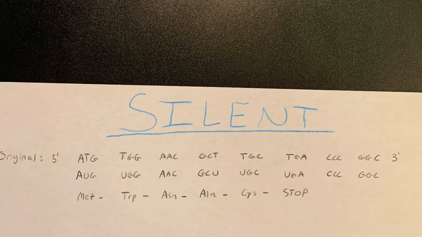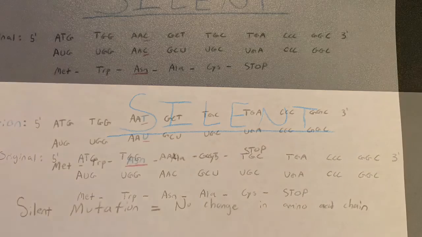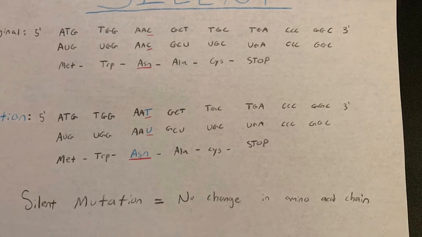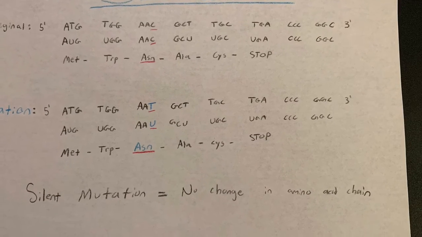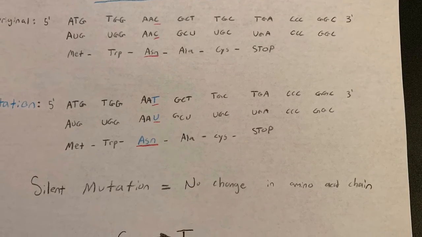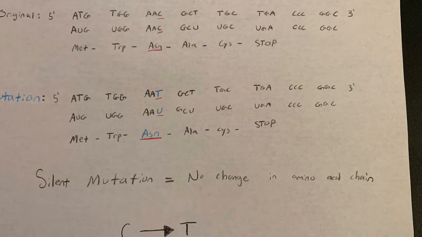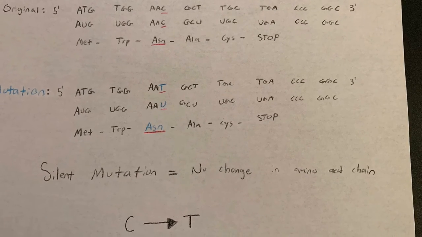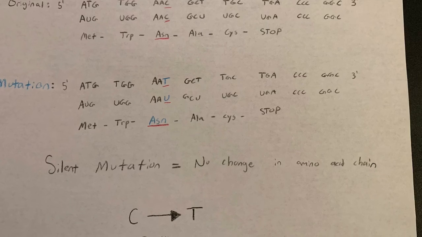In the silent mutation, you can see that AAC turns to AAT. This shows that they both code for the exact same amino acid, ASN. Normally, this means there'd be no change in the protein function.